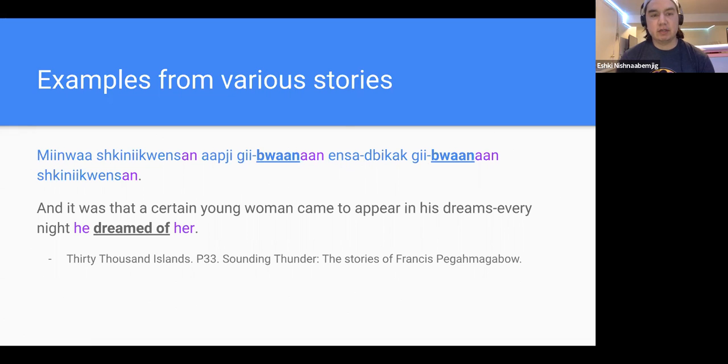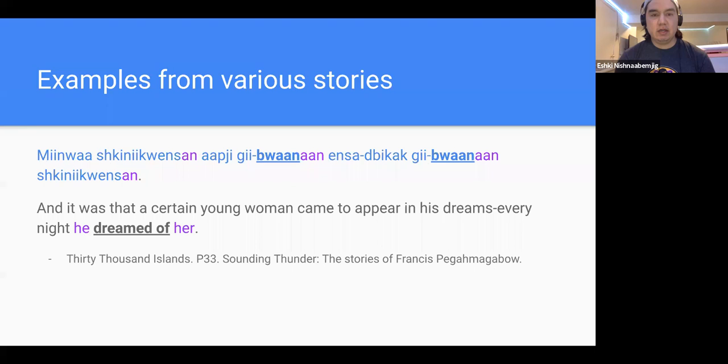And it was that a certain young woman came to appear in his dreams every night, he dreamed of her. So when I think of it, we do this in English too, the speaker kind of doubles down on it. So he says, Minwa and Eshki-nishnaabemjig, this young woman. So we know by this, Eshki-nishnaabemjig, there's an action. She's the obviative person.